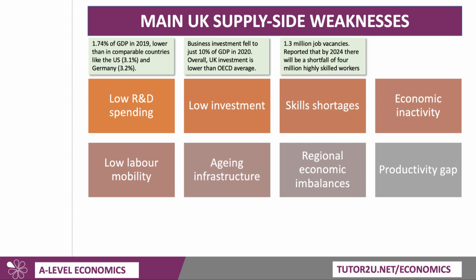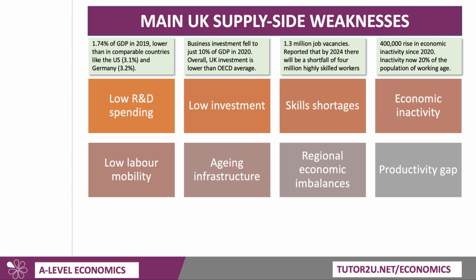We know that there are significant, persistent, chronic skill shortages in the UK. There are 1.3 million job vacancies as I speak in April of 2022. Employers are finding it really hard to get hold of the skilled and semi-skilled workers that they need. And it's been estimated that by 2024 there could be a shortfall of nearly 4 million highly skilled workers in the UK. So that's clearly a barrier, a constraint on the supply side.